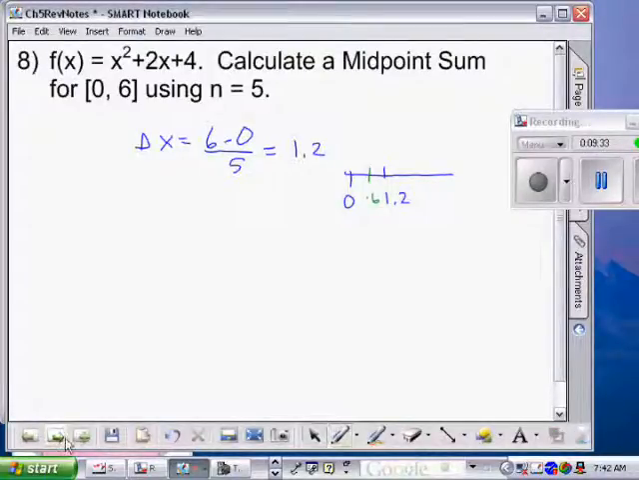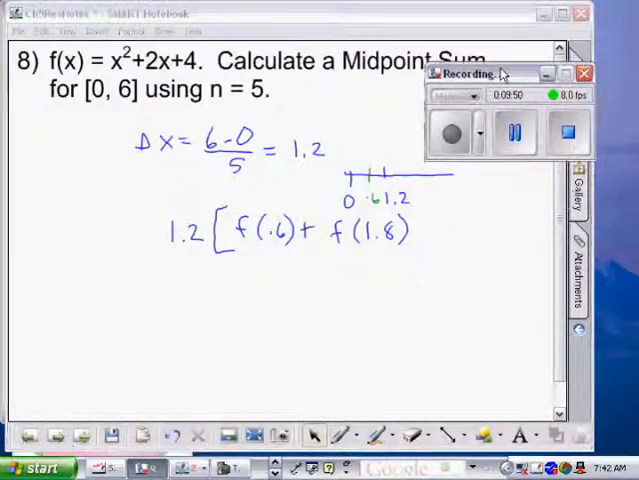0.6. So I would just, now you can still use your Riemann program there. You're going to do 1.2, and then you do f of 0.6, and just keep adding 1.2s. So 1.2 plus 0.6 is 0.8, and you end up with 5 numbers in here.